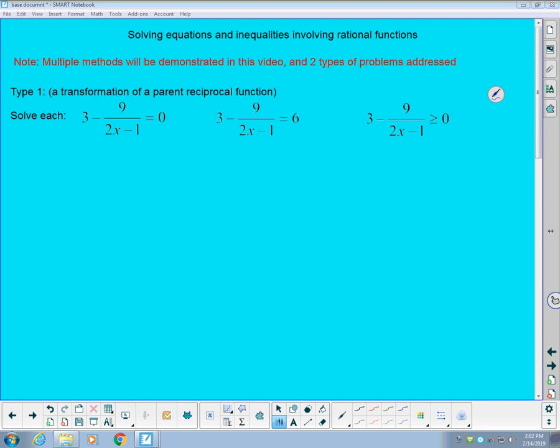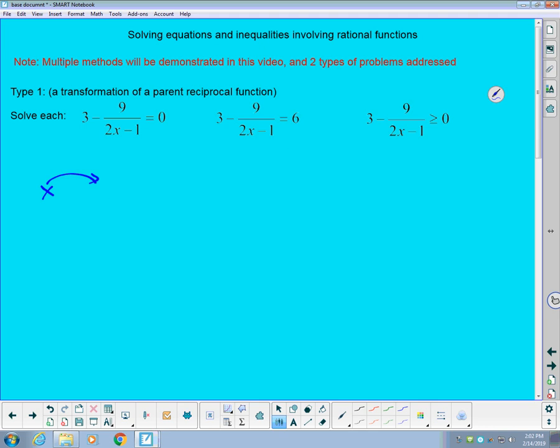This first type of rational function, a variable only shows up once, so we can see that that's just a transformation of a parent function. So we should be able to use arrow diagrams to help us out. Once we've got the arrow diagram built for this first one, that'll help us for the other one. So let's take a look at this first one, and we'll build the arrow diagram.